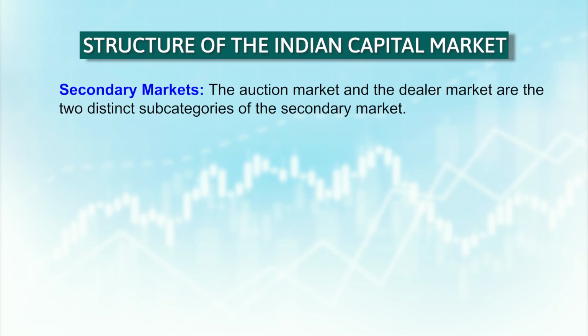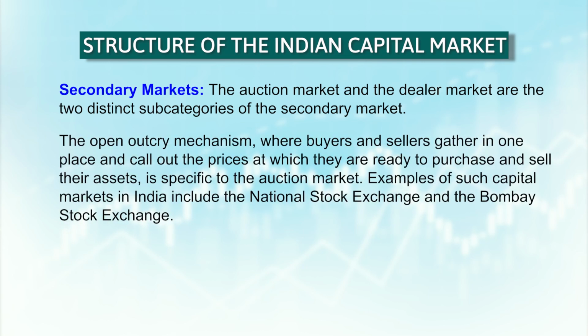Next, we come to the concept of the secondary market. What is a secondary market? It is also called the auction market and the dealer market. These are the two broad distinct subcategories of the secondary market. The open outcry mechanism, where buyers and sellers gather in one place and call out the prices at which they are ready to purchase and sell their assets, is specific to the auction market. Examples of such markets in India are the National Stock Exchange, the Bombay Stock Exchange, and so on.